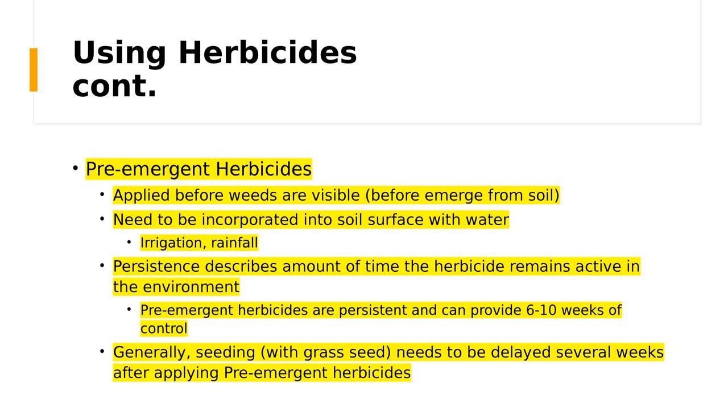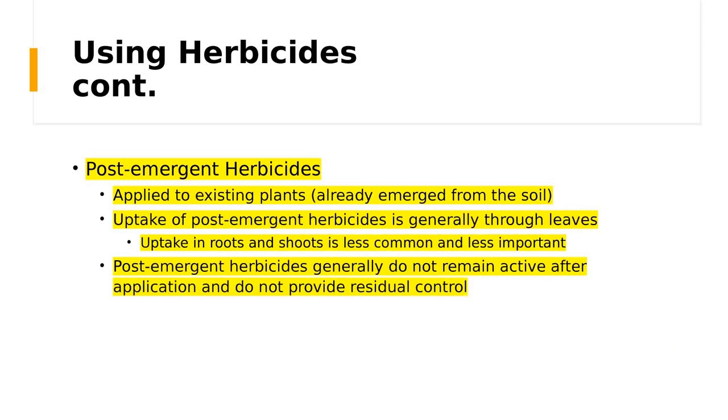Generally, seeding with grass seed, I put that in there because it doesn't say that in the book, but that's what it means, needs to be delayed for several weeks after applying pre-emergent herbicides. That's because, if those seeds germinate and they hit that vapor barrier, they're likely going to die or be damaged. So let's talk about post-emergent herbicides.